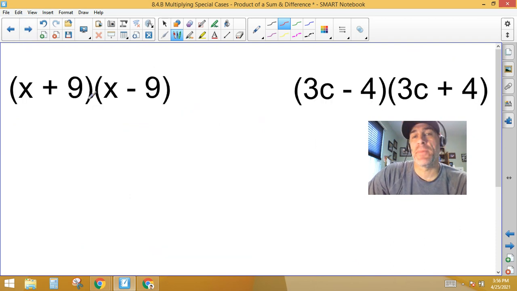Two quick examples for you to try. x plus 9, x minus 9. What's the answer going to be? Hopefully you got that. What about 3c minus 4 and 3c plus 4? Again, product of a sum and a difference. What are you going to get?